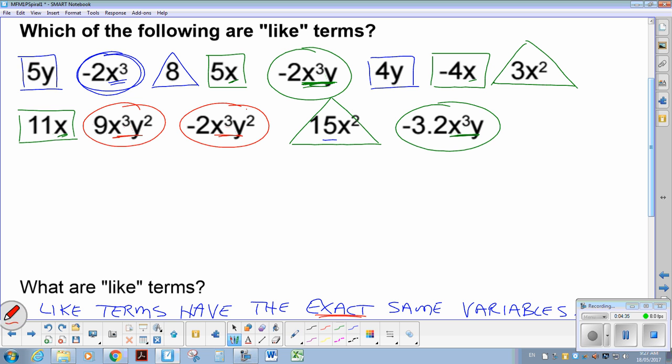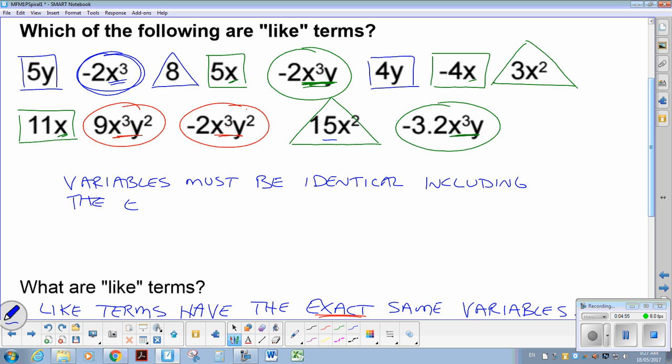So the variables must be identical, and that includes exponents. So I'll just add that here. Variables must be identical, including the exponents.